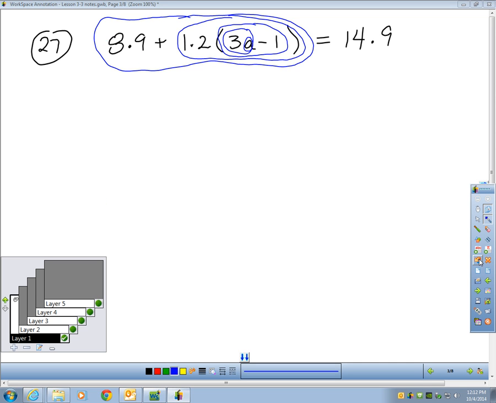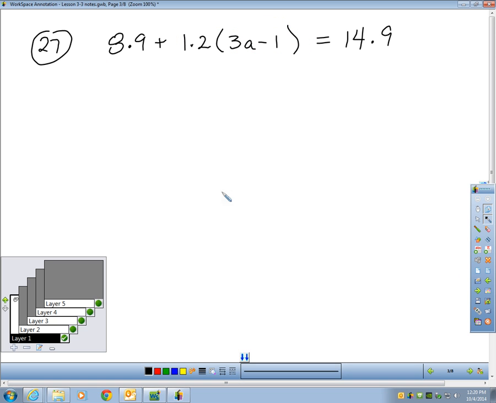Let me just undraw these layers so I can make my work clear to you. Okay? So let's subtract 8.9 to get rid of the plus 8.9. Oops. I meant subtract over here, not plus. Subtract.